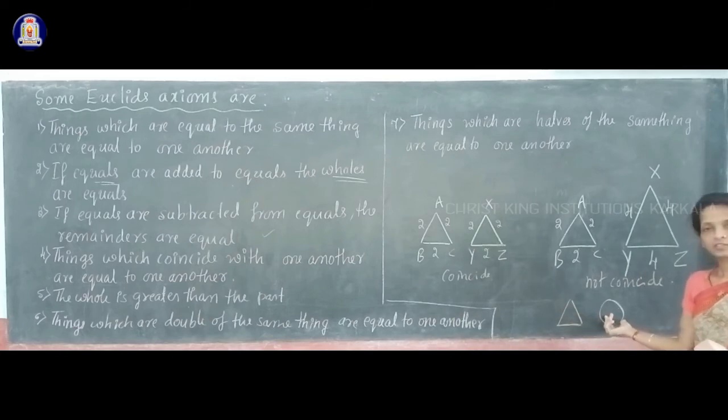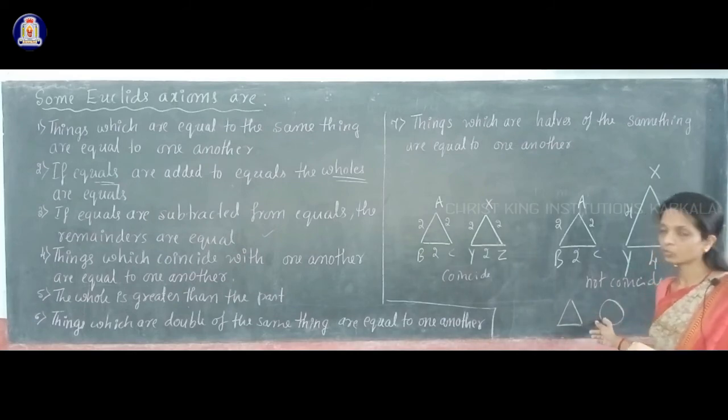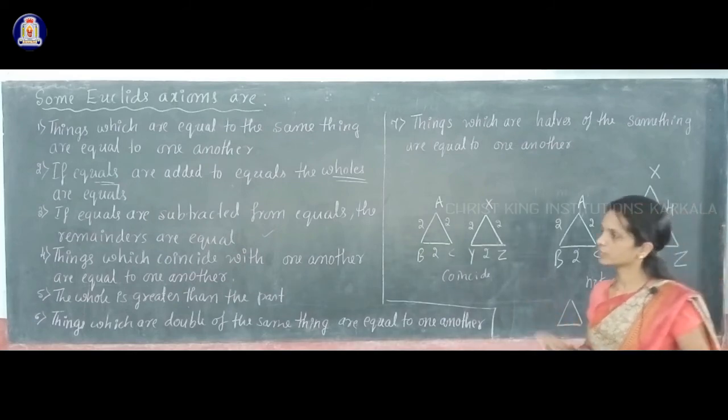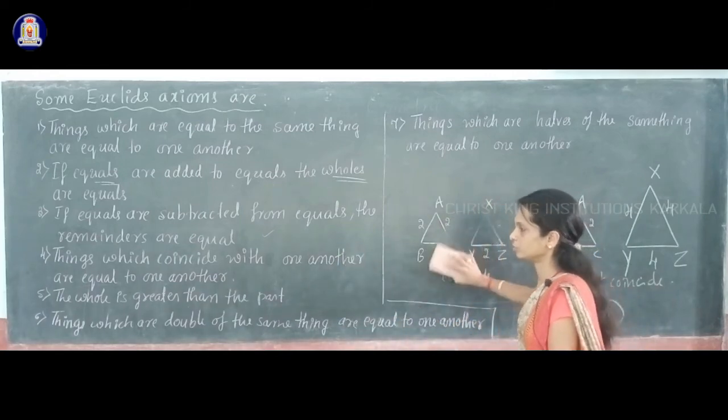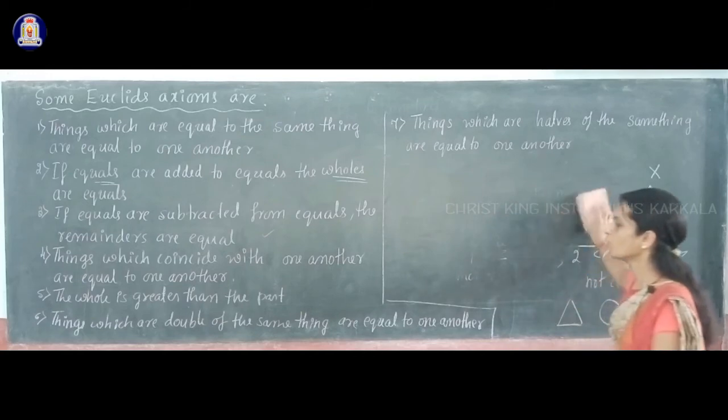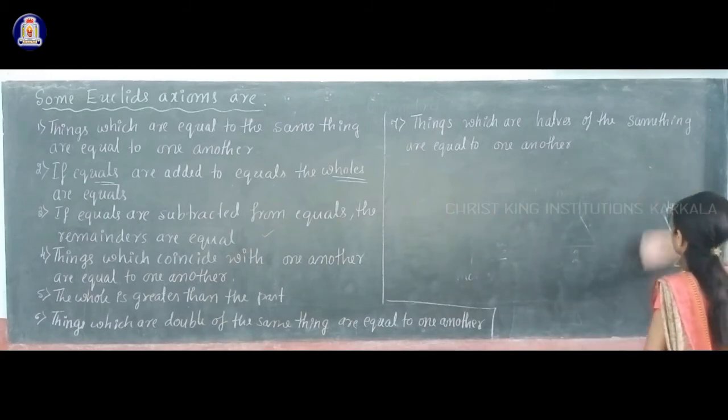And here, the triangle and the circle: if you keep one shape on another, they won't match exactly in shape and size, so they are not coinciding figures. Okay, so this is about the fourth axiom. Next, the fifth one: the whole is greater than the part.